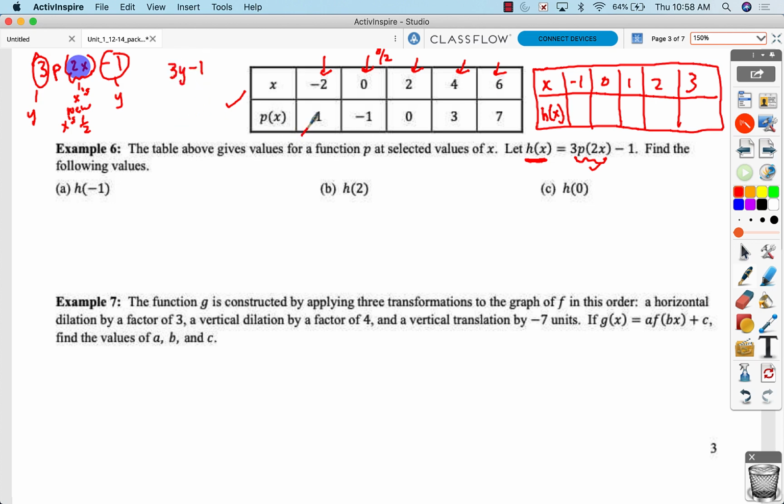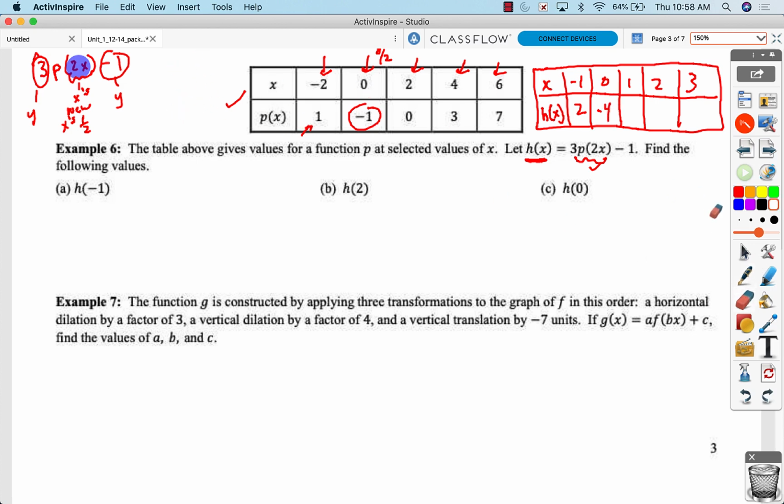Okay, 3 times that y. 3 times 1 minus 1. 3 times 1 is 3. 3 minus 1 is 2. So over here you have a 2. Okay, now I have to do it to this y. 3 times negative 1 minus 1. That's negative 3 minus 1. That's negative 4. Okay, let me erase these.